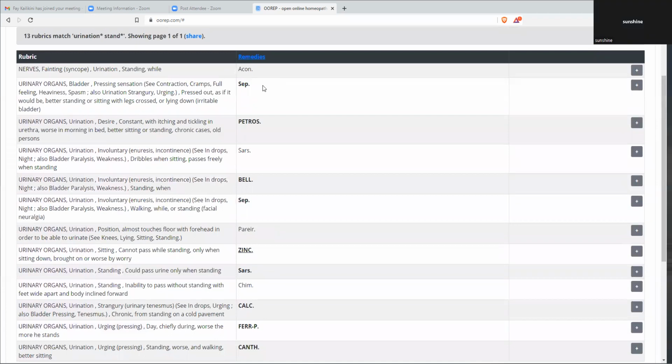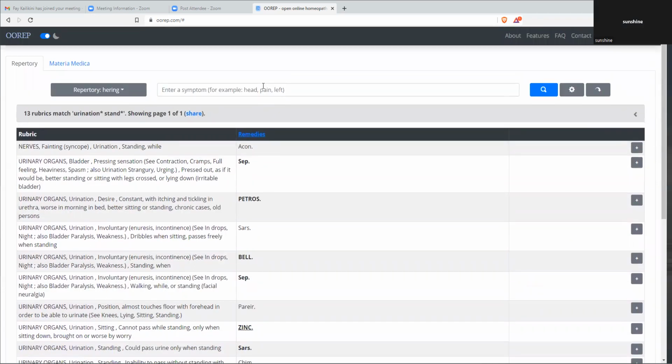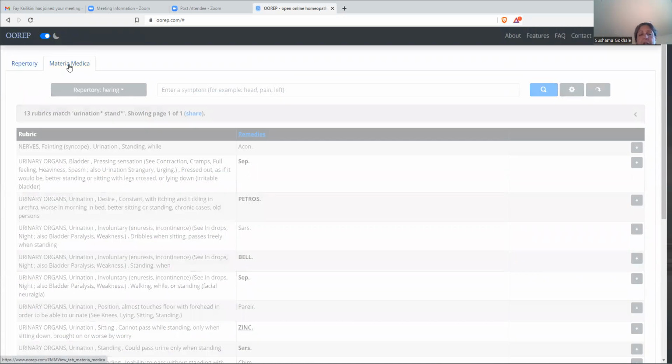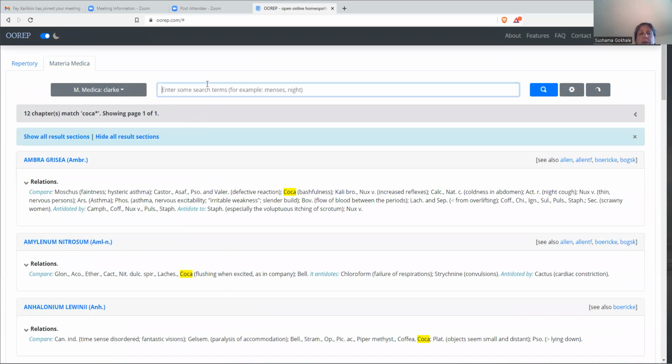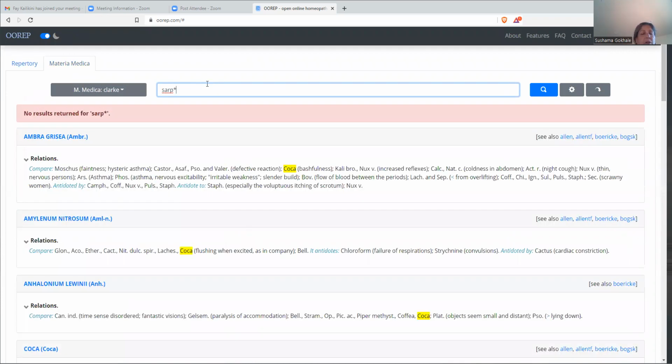Okay. Excellent. Anyone else want to look at anything? And let's look at the Materia Medica for sarsaparilla. Are all these online? All of them are online. You can buy a Materia Medica, anything.